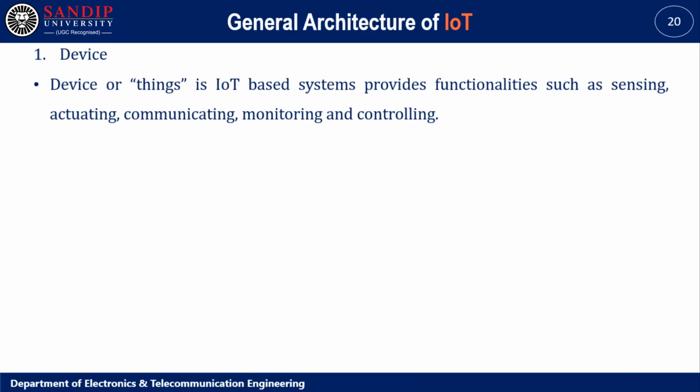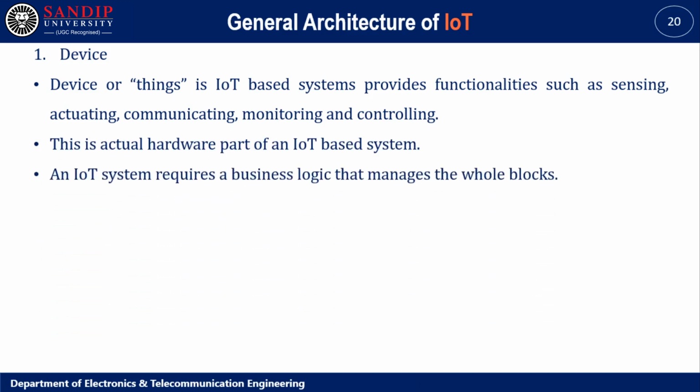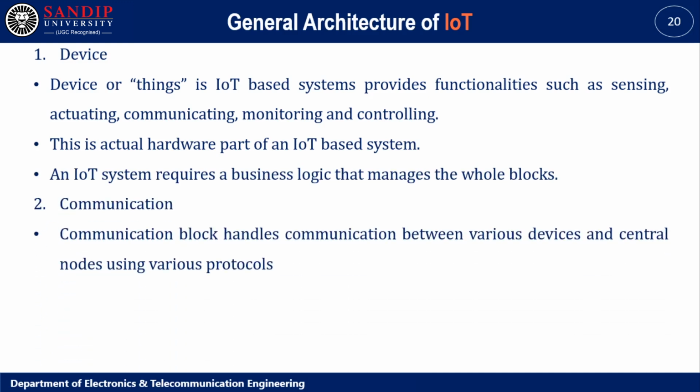First, device. The device or things in an IoT-based system provide functionalities such as sensing, actuating, communicating, monitoring and controlling. This is the actual hardware part of an IoT-based system. An IoT system requires a business logic that manages the whole blocks. Communication. The communication block handles communication between various devices and central nodes using various protocols.